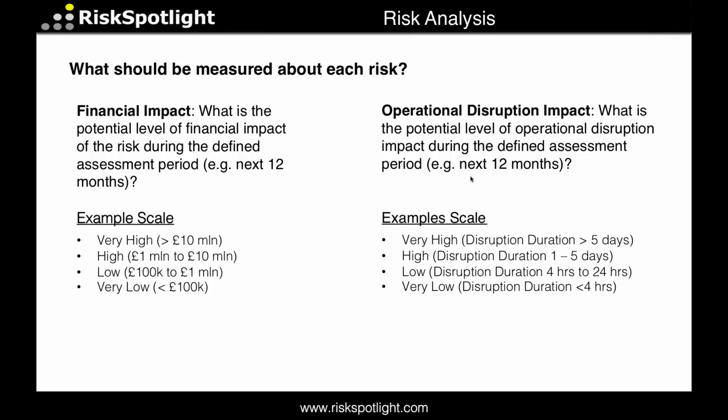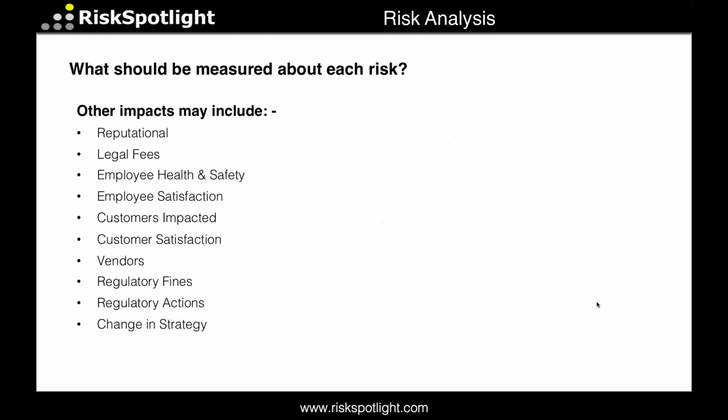Because we're talking about operational risks, some of our operational risks will result in disruption to our business operation. So you may want to have a scale to measure that level of disruption. So very high is where your processes may get disrupted for more than 5 days, then 1 to 5 days, and very low is less than 4 hours. But again, for every measure there is a number, to ensure that ambiguity is not there.